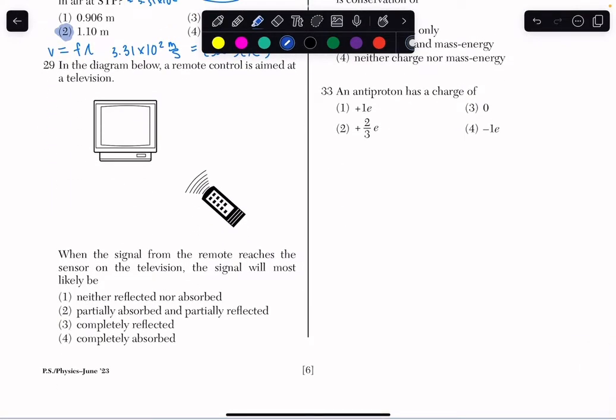29. In the diagram below, a remote control is aimed at a television. When the signal from the remote reaches the sensor on the television, the signal will most likely be 2, partially absorbed and partially reflected. This isn't really talked about in many physics lessons. It's more common sense. When you use your remote to turn something on the TV, the signal will reach the TV, but not the whole thing is going to be absorbed. Part of it is going to be reflected up to like a satellite or something. So remember, it's always just partially absorbed.